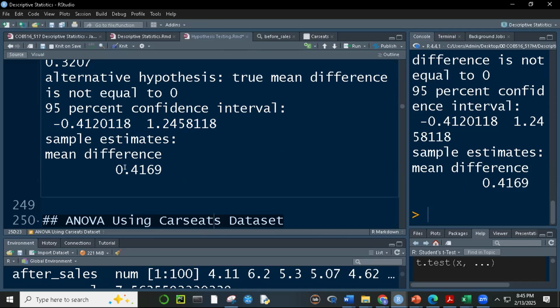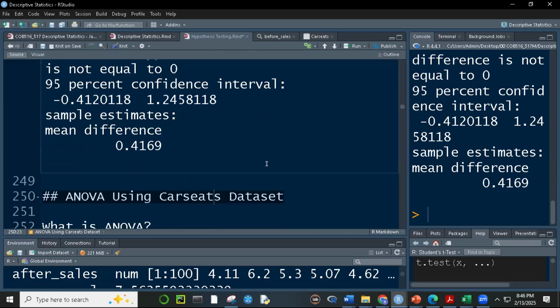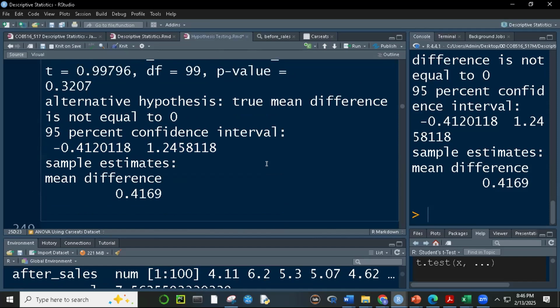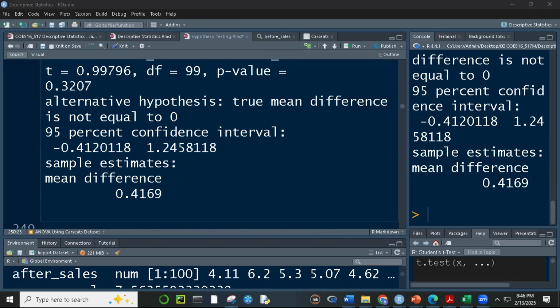In fact, the mean difference is 0.4169. All right. Any questions about this? Clear ba tayo so far, class?